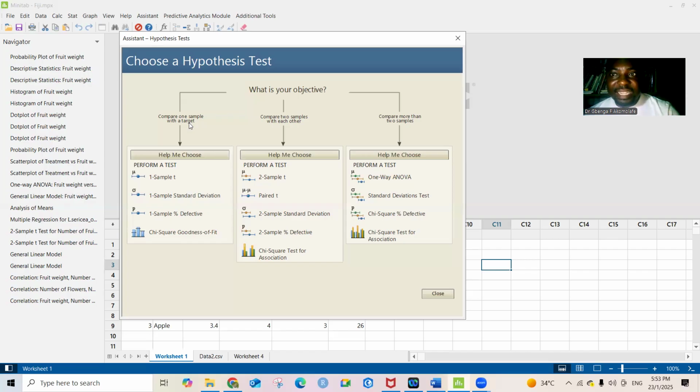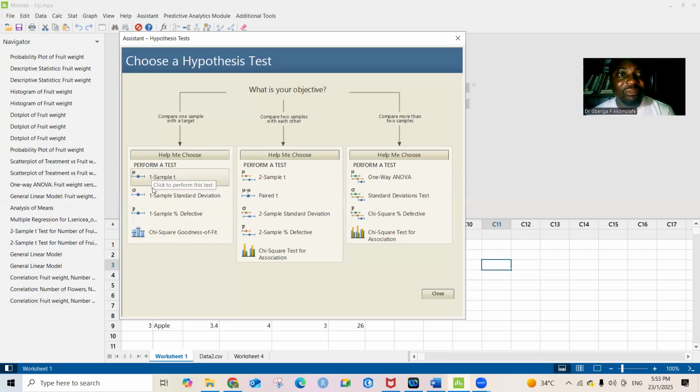Maybe there is a standard that has been reported as the normal effect of that chemical. So once you get your own data, you can compare your data with that standard that has been reported in literature. That is what you call one sample. You are comparing one sample with a target.